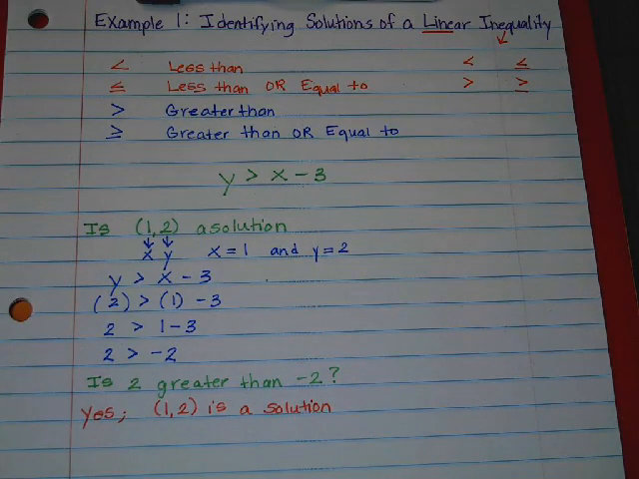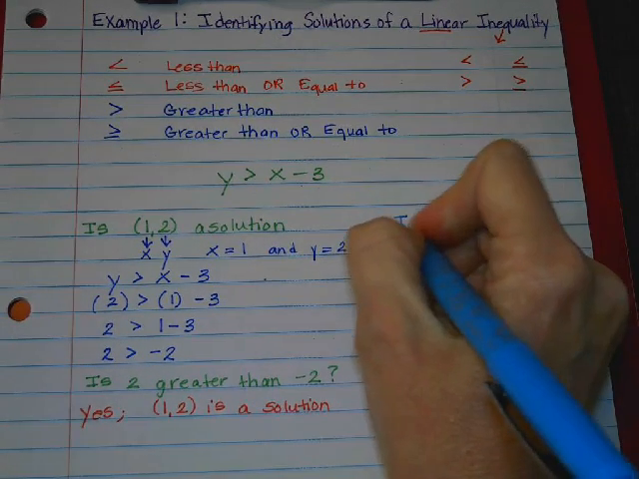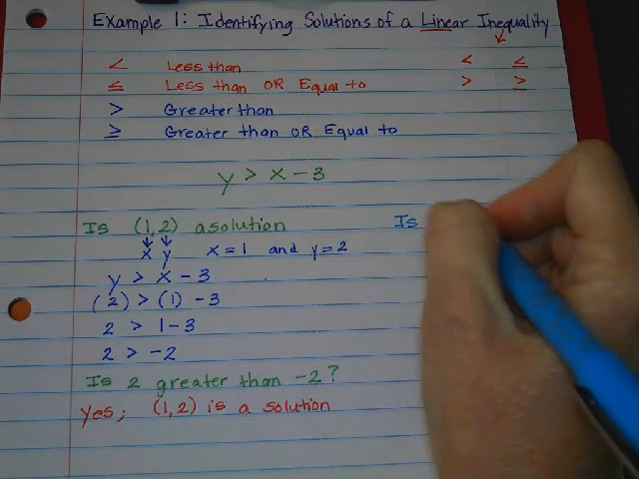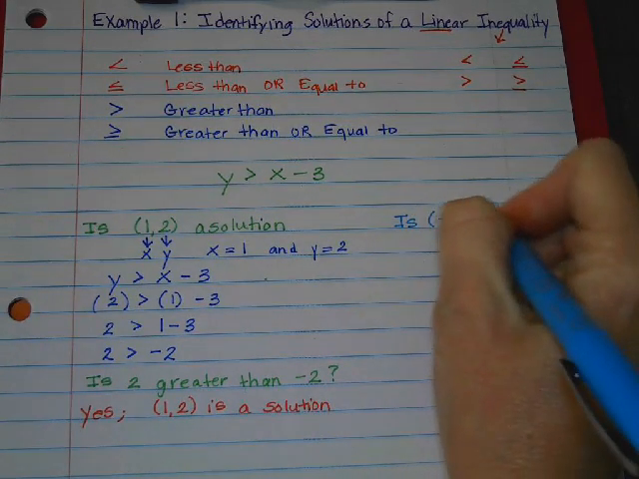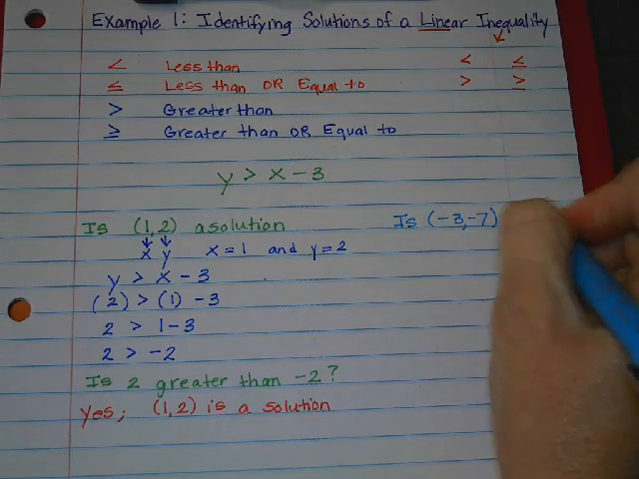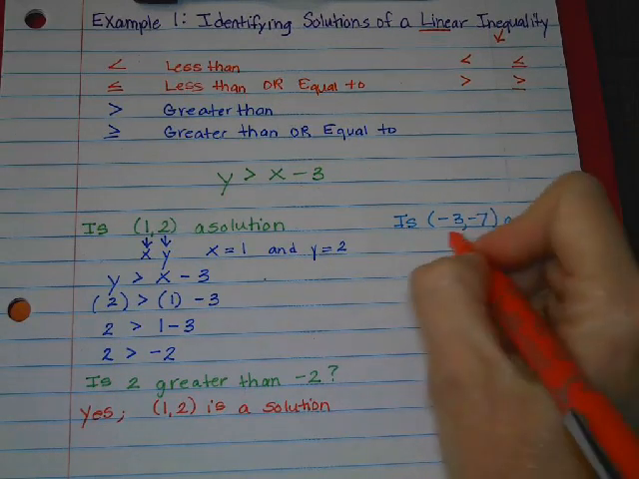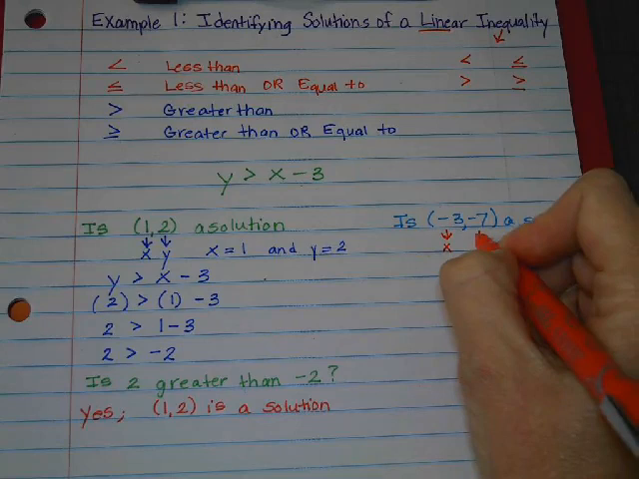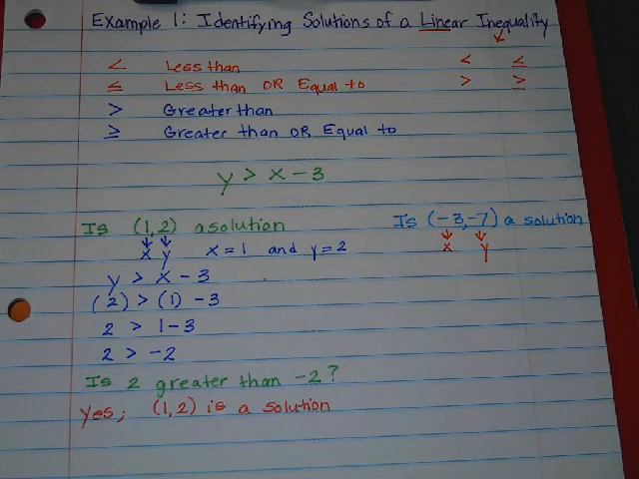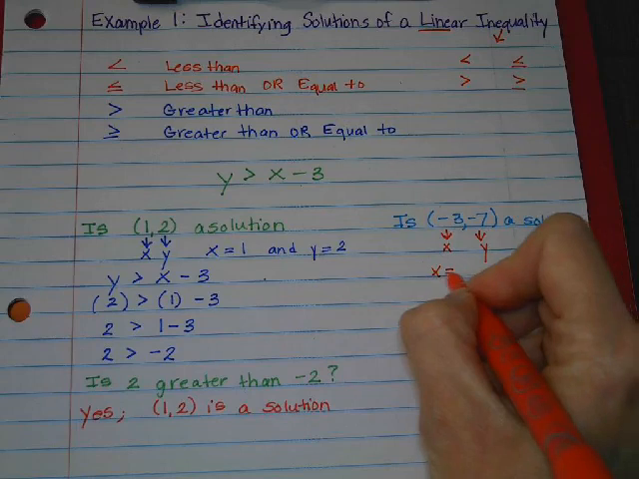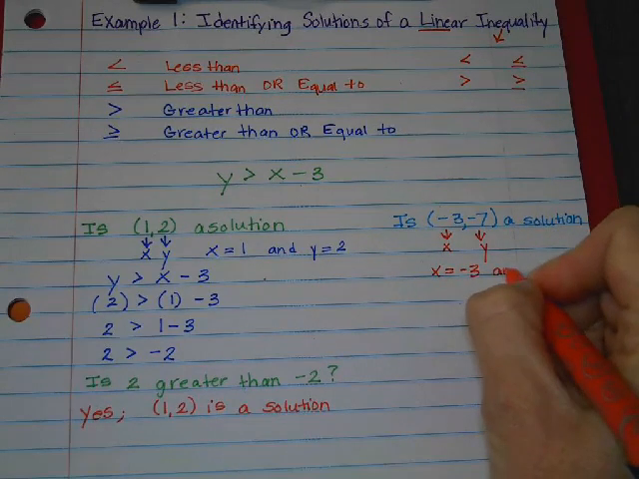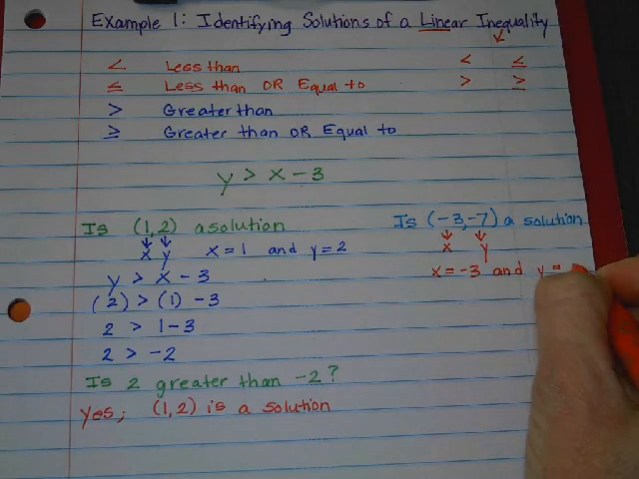Everybody okay? All right. So now we also want to ask the question, is the point negative 3, comma, negative 7 a solution? So again, just like the first one, we need to identify who our x is and who our y is. So now we know that x is equal to negative 3 and y is equal to negative 7.